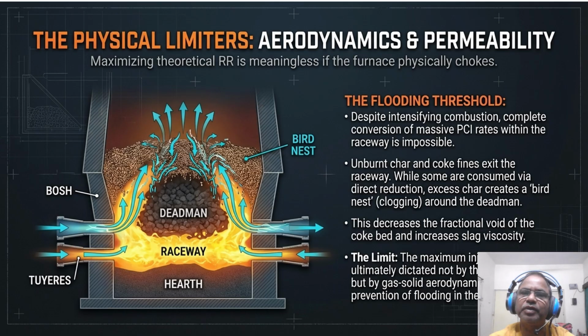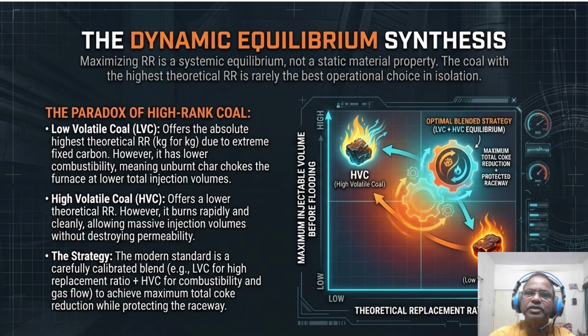To overcome this, modern operators use a dynamic equilibrium strategy. And our next slide is on the dynamic equilibrium synthesis. This graph shows the paradox of high rank coal. Low VM coal offers the absolute highest theoretical RR, but it burns slowly and can choke the furnace. High VM has a lower replacement ratio, but burns rapidly and cleanly. The modern standard is a carefully calibrated blend. So you use LVC for high replacement and HVC to maintain combustibility and gas flow.